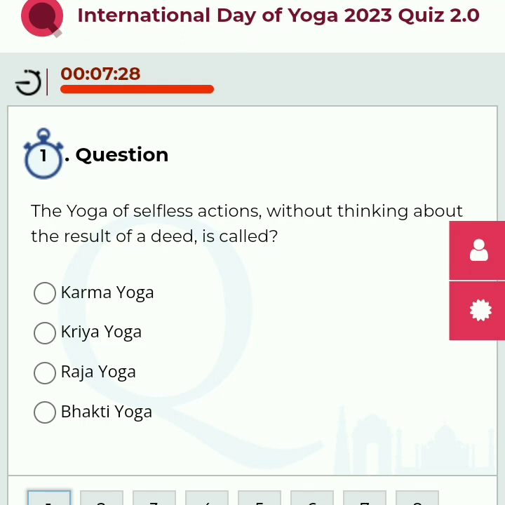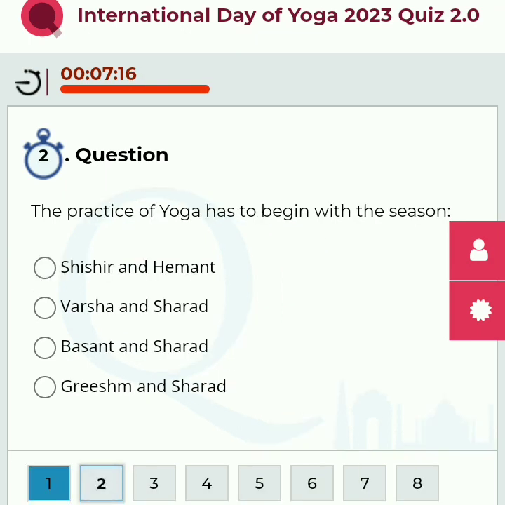The yoga of selfless actions without thinking about the result of a deed is called Karma Yoga, Kriya Yoga, Raja Yoga, Bhakti Yoga. The practice of yoga has to begin with the season Shishir and Hemant, Varsha and Sharad, Basant and Sharad, Grishma and Sharad.